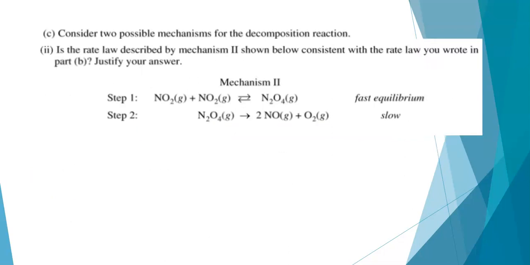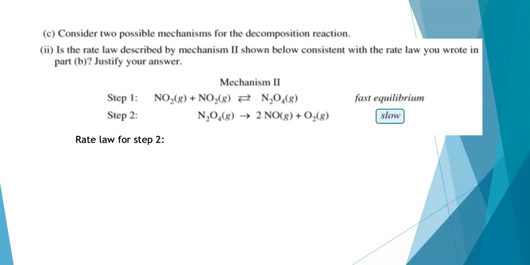We have a second mechanism that's proposed here. Is this rate law consistent with the rate law that we wrote in Part B, where we said it was second order because we were told it was second order in NO2? All right, now this mechanism is a little more complicated. If we look at it, step 1 is a fast equilibrium. Step 2 is the slow step, and that's our rate limiting step.